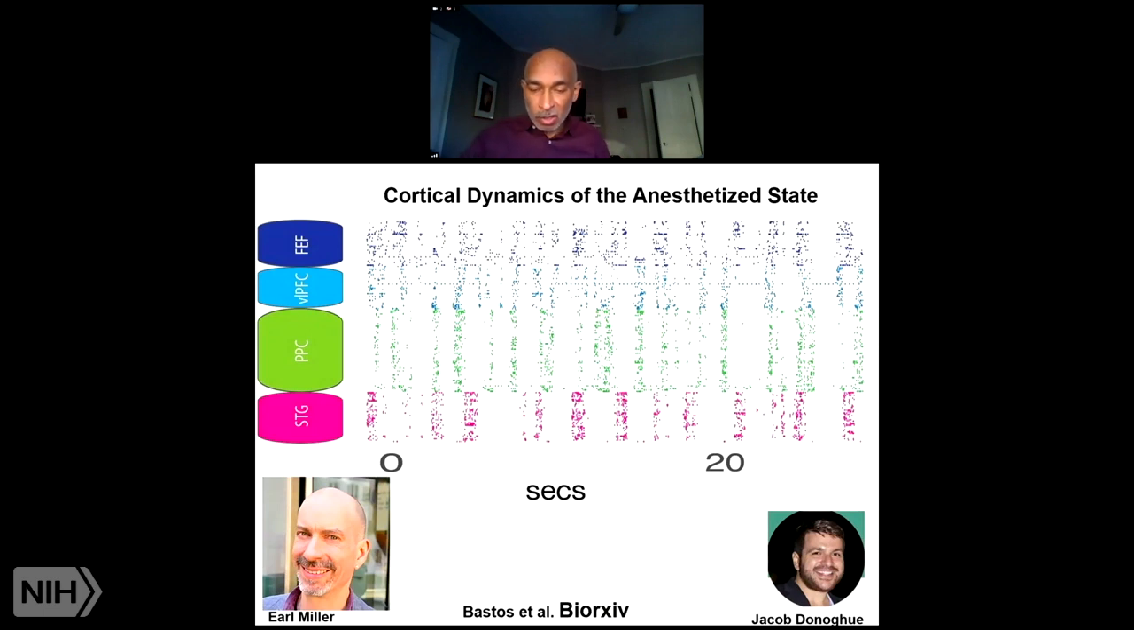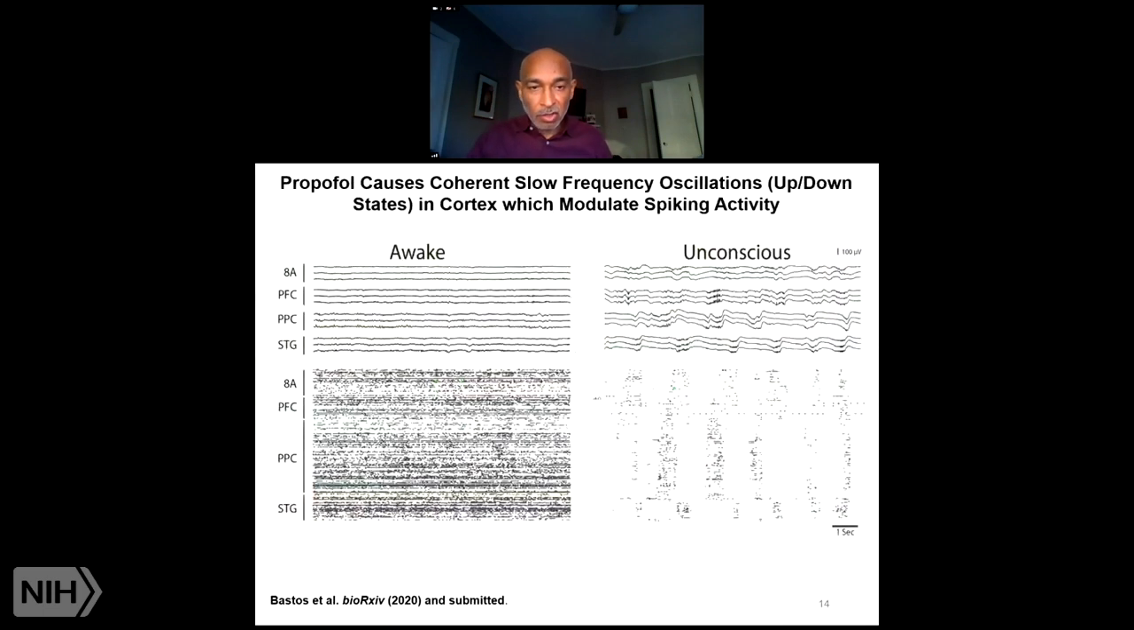And just to give you another shot at this, this is what the animal would look like when it's awake. So there are the field potentials in these same areas. This is what the spiking activity in the brain looks like. And here's the spiking activity now that the animal is unconscious. And so you can see the slow oscillations are strongly modulating when these neurons spike, right?